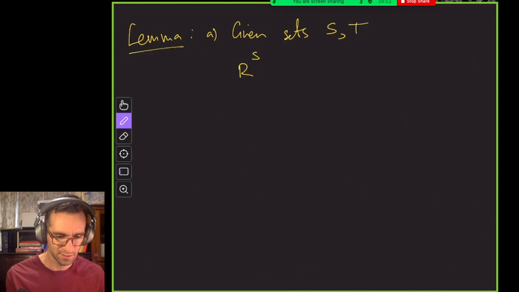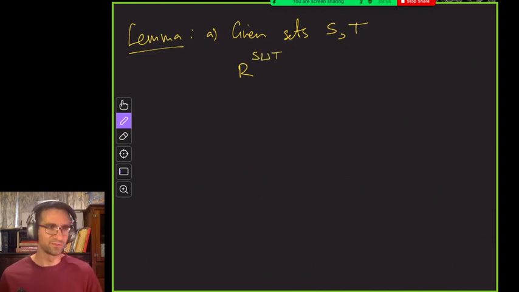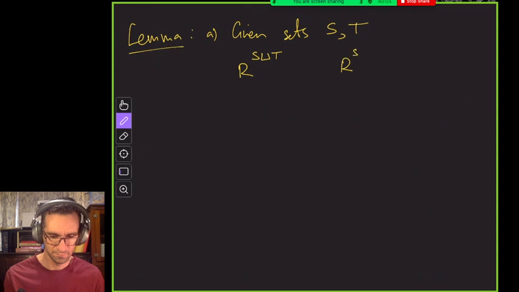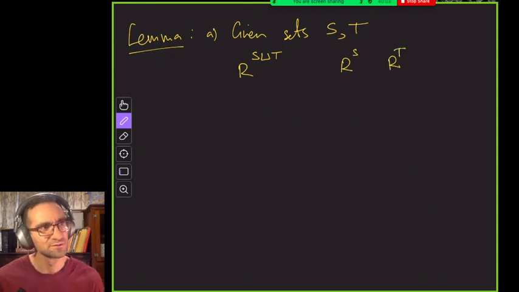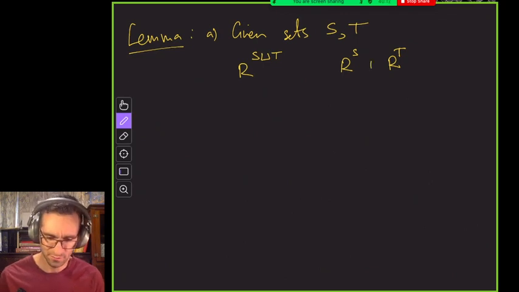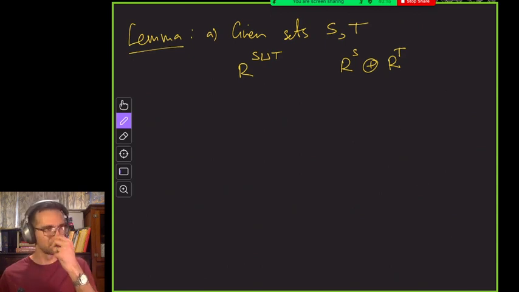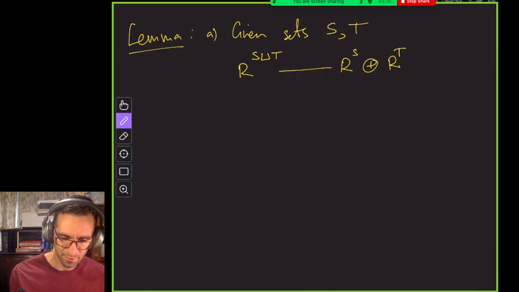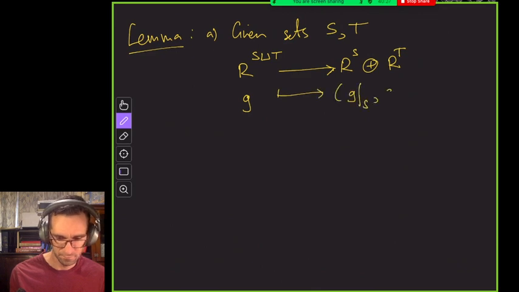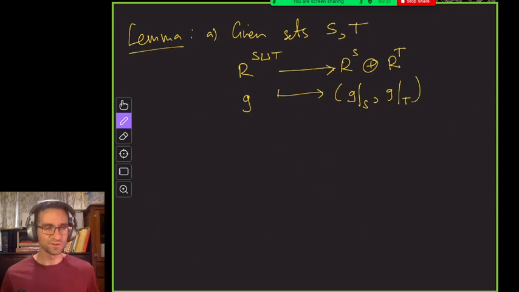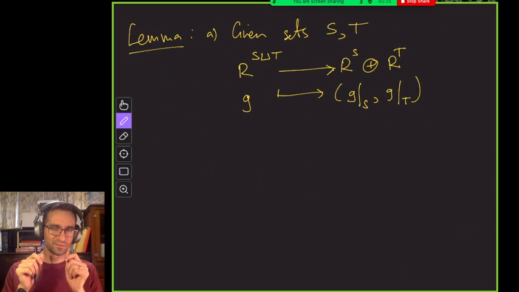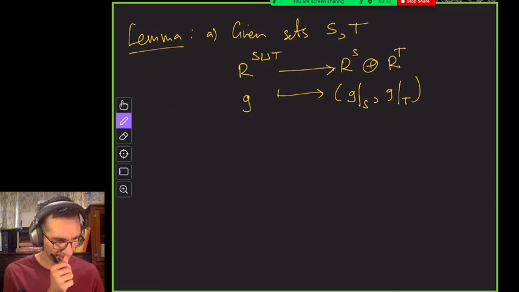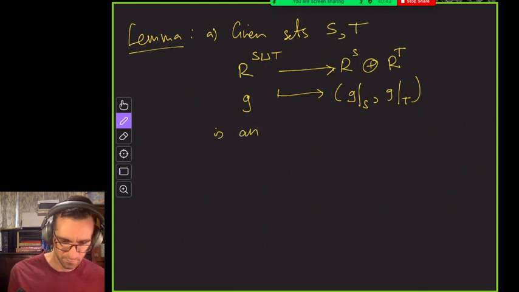So one way is to take the disjoint union and then look at functions, so the ring R. The other way is to form the functions on those two sets, and this is a pair of R modules, and so we really want to take their direct sum. And there's a linear map from the first to the second, which restricts to each set, and then gives us the tuple of the two resulting functions. This is an isomorphism.